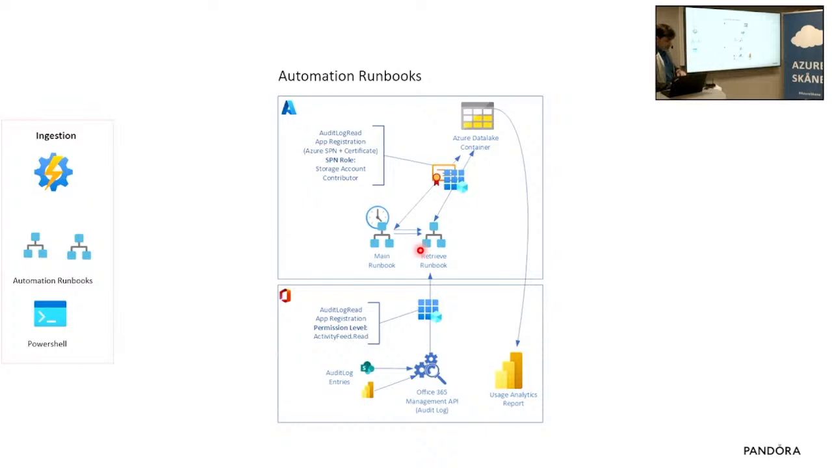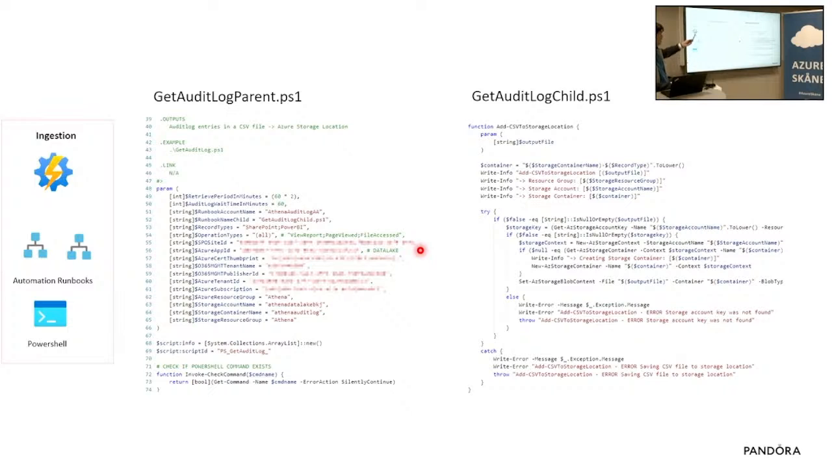So there are two runbooks, and both of them are PowerShell scripts. There is a PowerShell script, the parent, that calls the child. The child is reading the logs and extracting them as a CSV file. The output is a CSV file that is stored, as you will see, in the storage account.